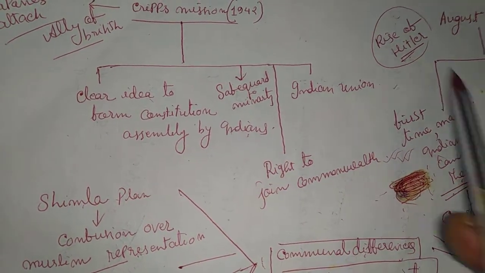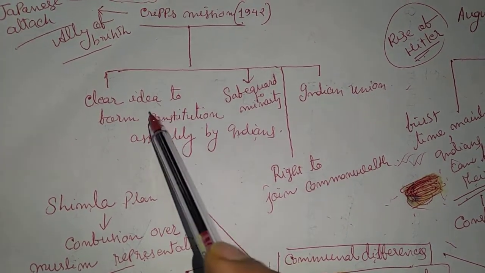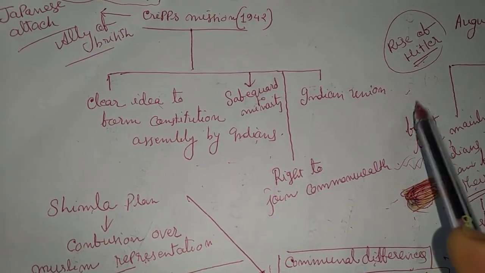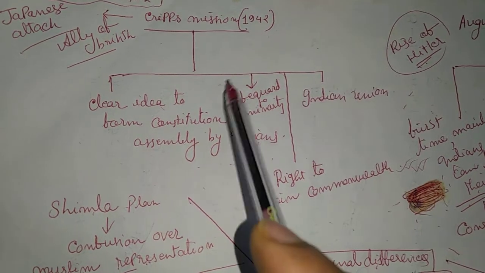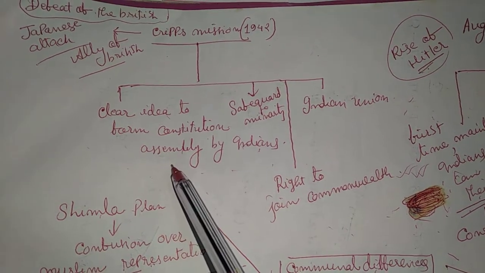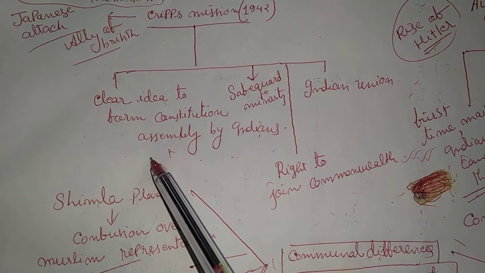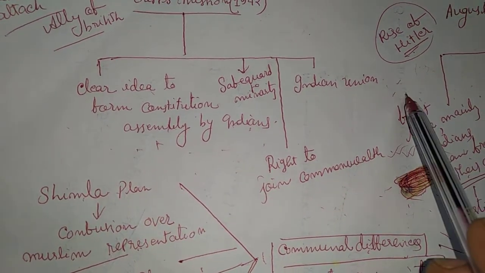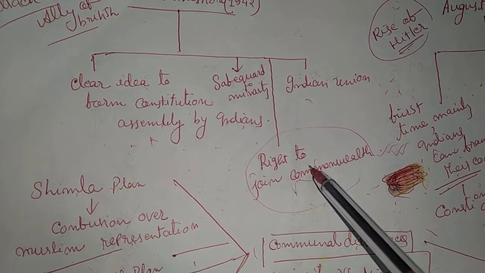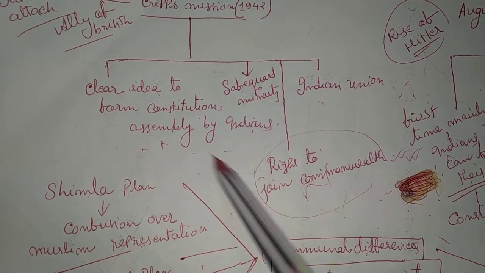But the main difference between the August Offer and the Cripps Mission is that in the Cripps Mission there was a clear idea that the constituent assembly would be formed by Indians. In the August Offer it was said that mainly Indians would form their own constitution, but in the Cripps Mission it was said that the constituent assembly would be totally Indian, not just a majority, meaning only Indian members. Again, there would be an Indian Union, safeguards for minorities, and another important point: the right to join the Commonwealth and other United Nations organizations. These two were very important.